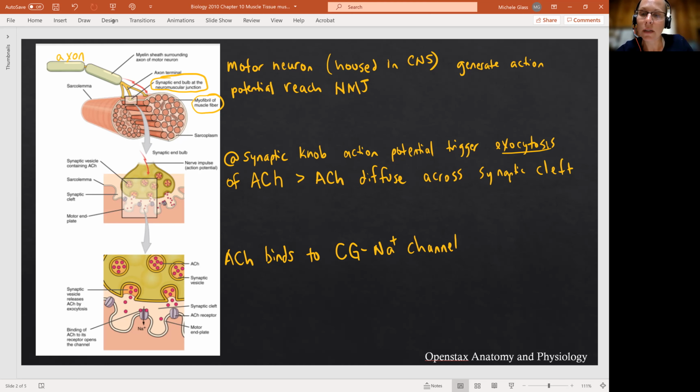Now we're going to call these in the future nicotinic receptors, so it's nice to be able to recognize that in the future. So I'm going to put that in parentheses here.